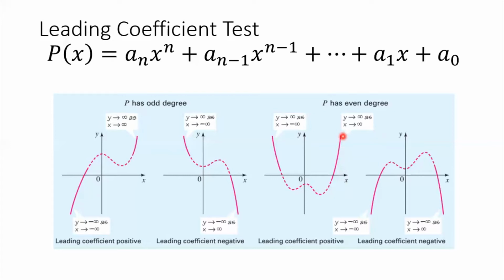But how about if the polynomial has an even degree and the leading coefficient is negative? Then the graph looks like this, which means that the y values approach negative infinity as x approaches negative infinity. While here also the y value approaches negative infinity as x approaches positive infinity, or it starts from southwest and it ends here in the southeast.